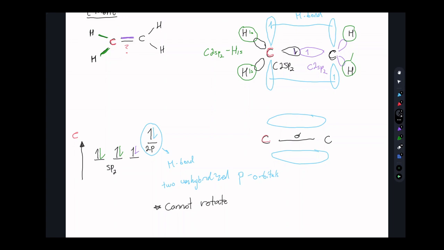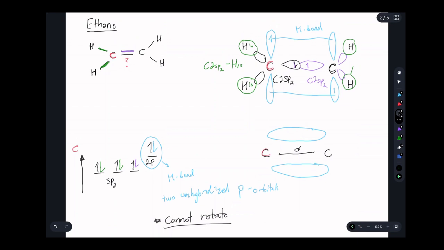And this is a very fundamental thing that's going to crop its head up in many different units going forward. It's going to lead to some problems and some good things as well. But in general, it's good to know that these pi bonds are unable to rotate for that reason.